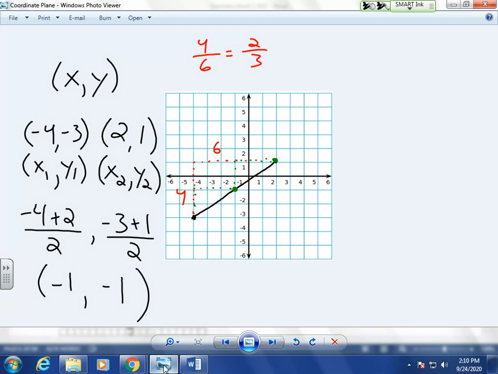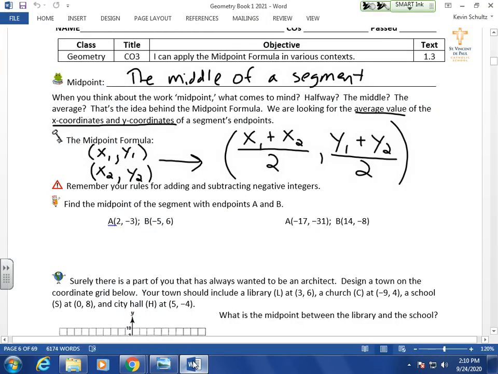So on the binder page, it says find the midpoint down here at the Mr. Happy pencil section. Find the midpoint of the segment with endpoints A and B. If you want to identify this as x1, y1, x2, y2, just to help you remember, great. Without that coordinate plane, the formula is the way to go to find the middle of this segment.